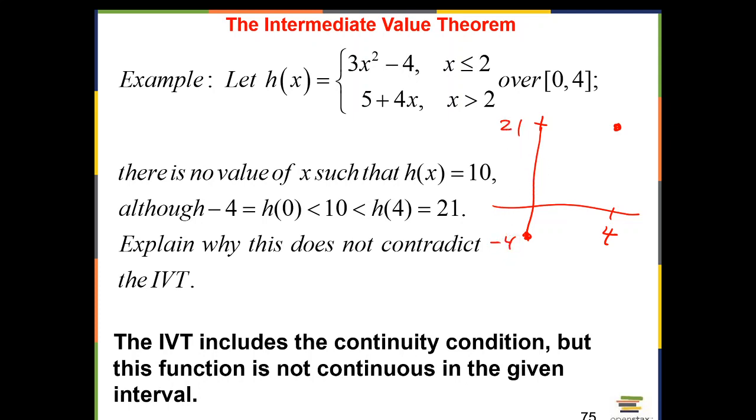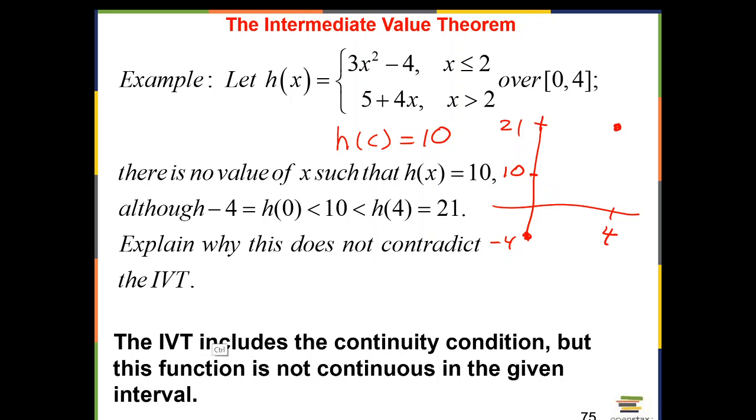But 10 is right in the middle somewhere. How come we cannot find any number between 0 and 4 that satisfies this? How come we can't find any number such that h of that number equals 10? Does it violate the intermediate value theorem? And the answer is no. Why?